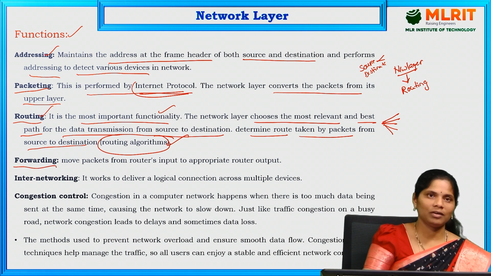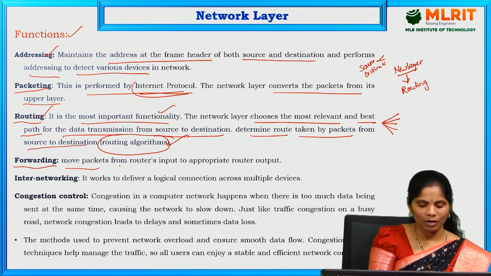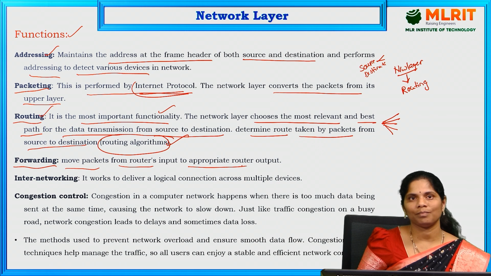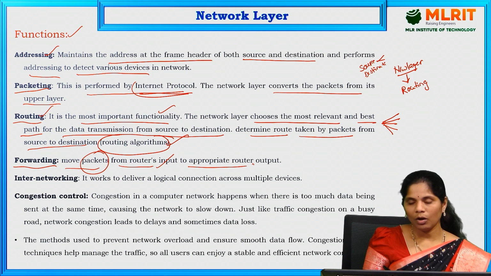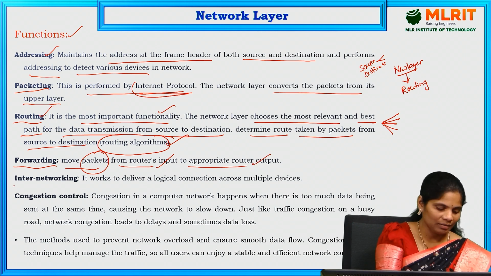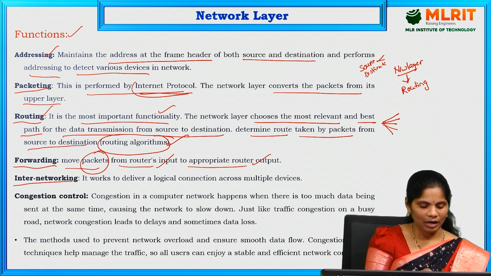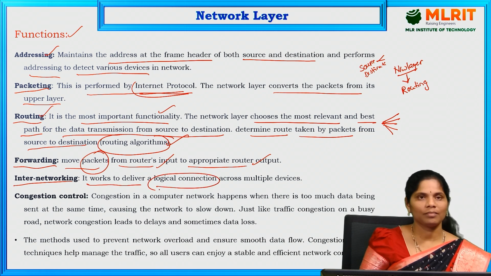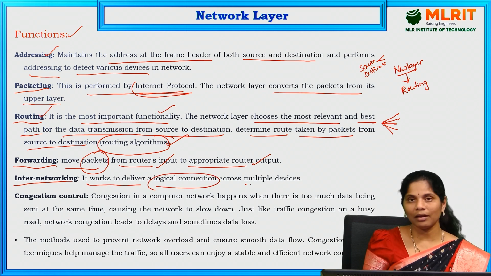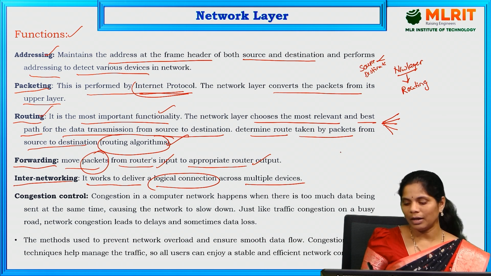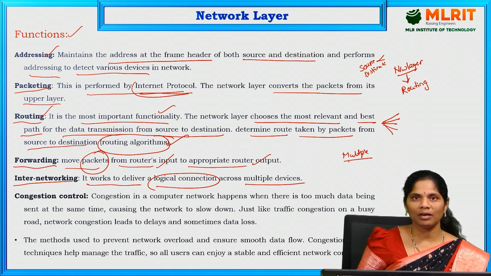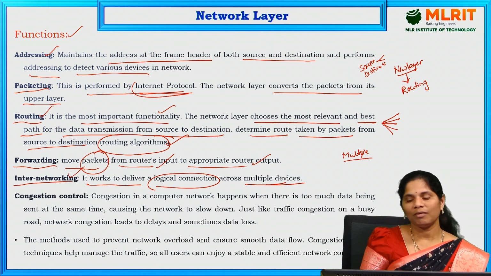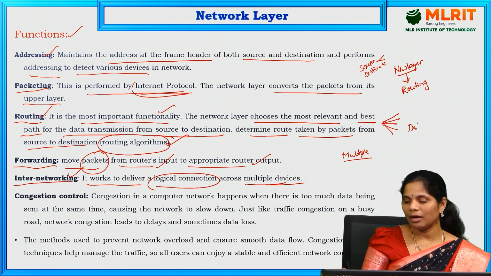And next one is forwarding. What is forwarding? Moving the packets from the router's input to the appropriate router output. Whatever packets are there, we move from the router input to the router output. That is forwarding. And next one is internetworking. What is internetworking here? It works to deliver the logical connection. Internetworking is mainly for the logical connection across multiple devices. The logical connection between the devices is called internetworking. Previously, what we used in the data link layer, the data link connection, is the physical connection.